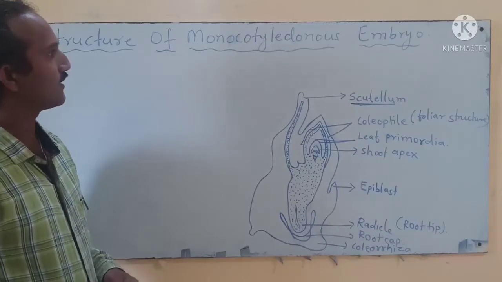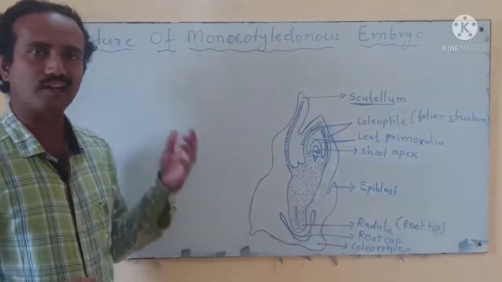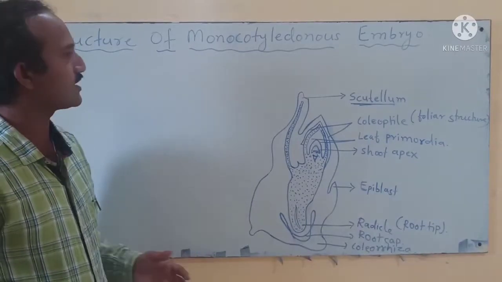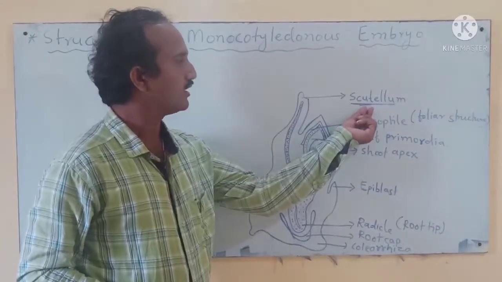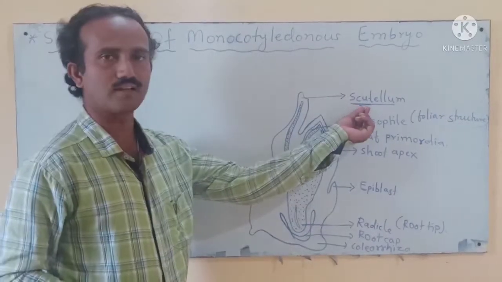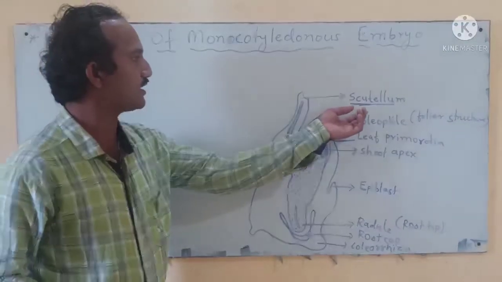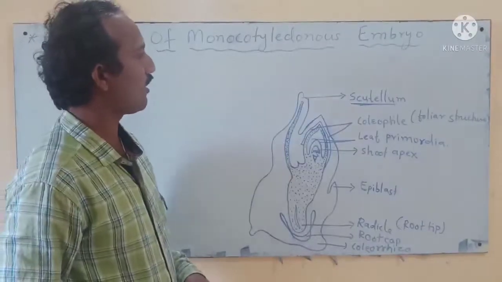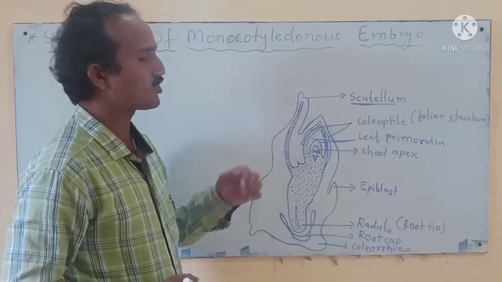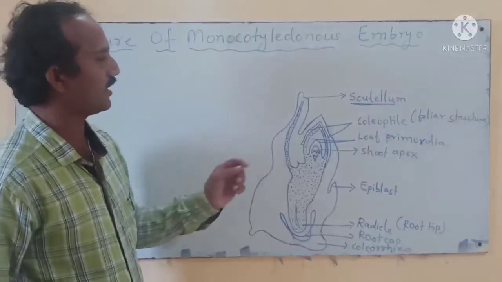So when we observe the grass family, the cotyledon present is called the scutellum. In the grass family, the cotyledon is called a scutellum. It is present at the lateral portion of the embryonal axis, at its lower end.